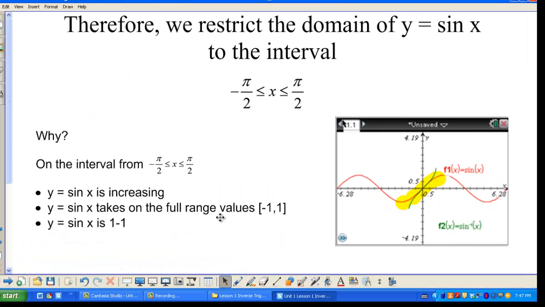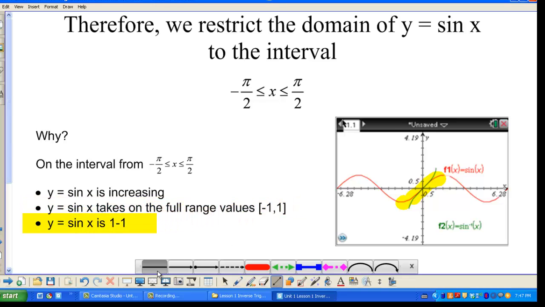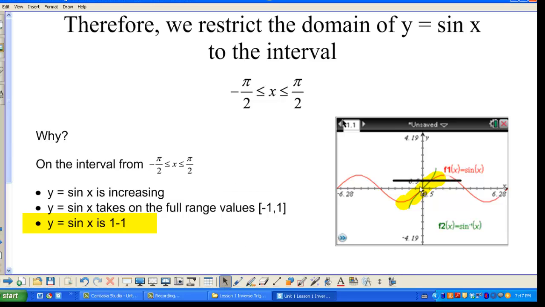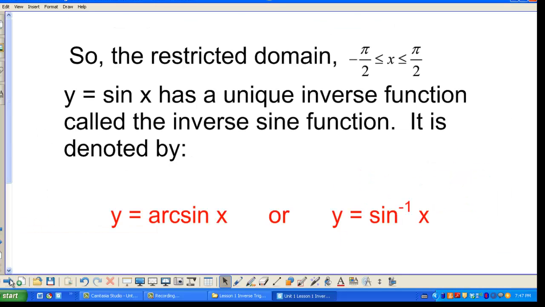Why do we pick this interval? Well, it's where the sine is increasing, it's where the function takes on the full range of values from negative 1 to 1, and it's where the sine is now 1-to-1. So it's still a function, so it passes the vertical line test. But now, if we only look at that yellow portion that I've highlighted, it is now passing the horizontal line test. It's now 1-to-1, therefore the inverse is a function.